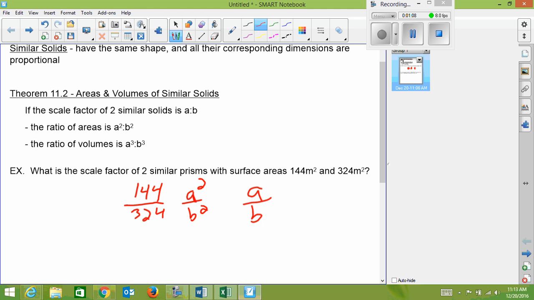So how am I going to turn this into a to b? I have to undo the square, which is the square root. If I take the square root of 144, I get 12, and if I take the square root of 324, I get 18. Scale factors normally get reduced as low as they can go, so this would reduce to 2 to 3 for my scale factor.